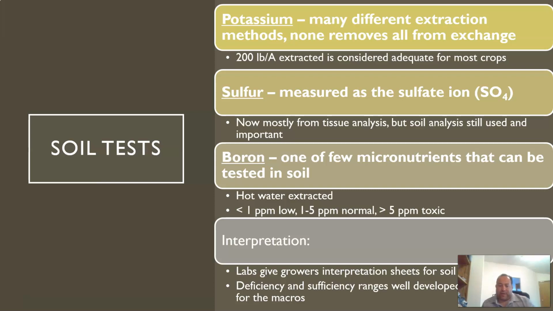In terms of interpretation of these results, the labs will give the growers interpretation sheets, and then they'll basically say deficiency and sufficiency ranges. And hopefully you guys have seen that with the assignments that I've provided in the last couple of weeks in terms of our lab assignments, and being able to look at a soil report and seeing the different things that they suggest in the range and the idea of high, medium, and low within the soil.